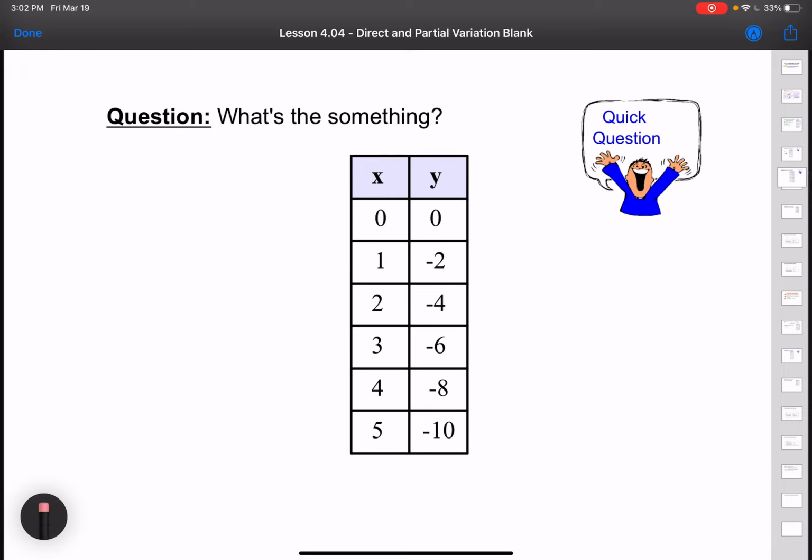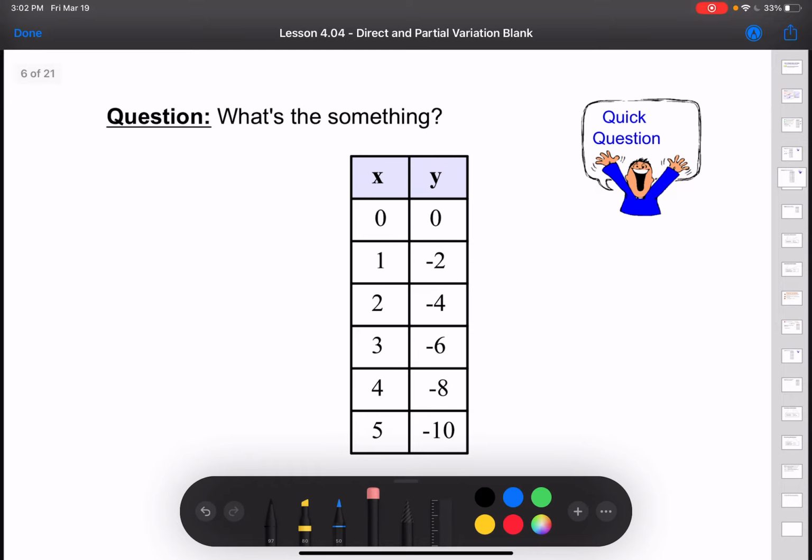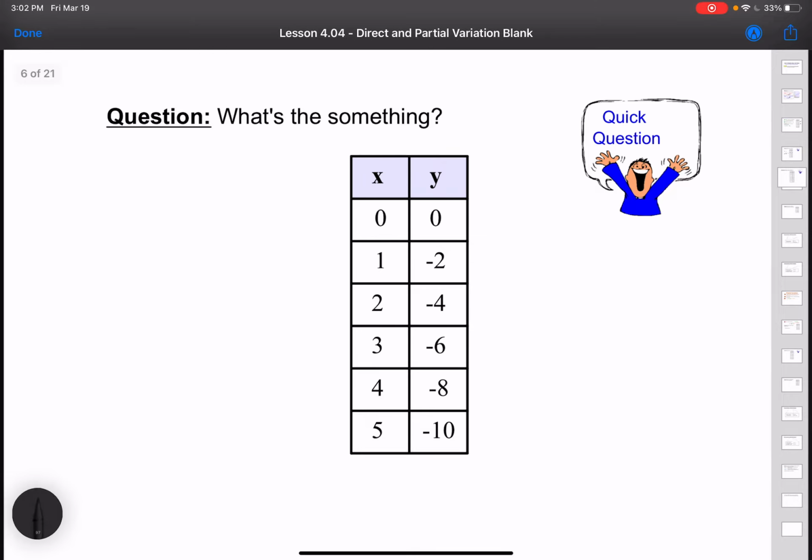All right, so what we can do here, again, the constant of variation is y over x. If we look at the first one, this point here, -2 over 1, which is just -2. So that is your something that you're multiplying by x.